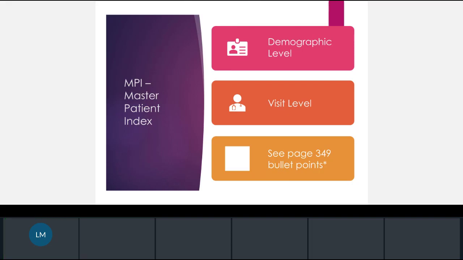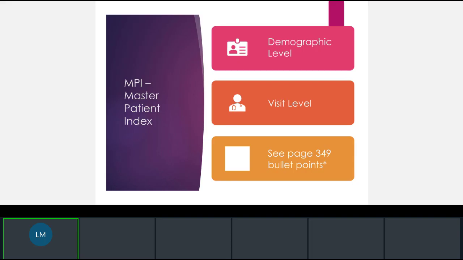And there are two levels at which information has to be recorded in the Master Patient Index. There's the demographic level and there's the visit level. And these bulleted points are on page 349 for you. When they talk about the demographic level, like the demographics of the patient, it's specific to the patient. So it has to have a medical record number. That's probably the biggest thing, that the master patient index has to list the patient and their medical record number.